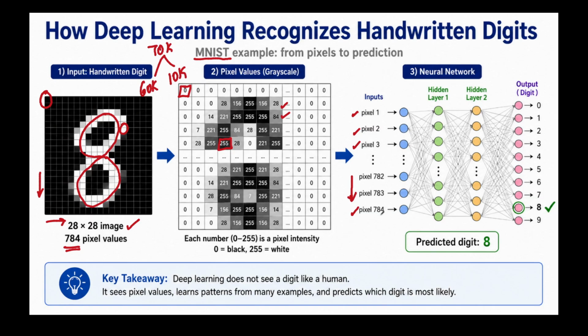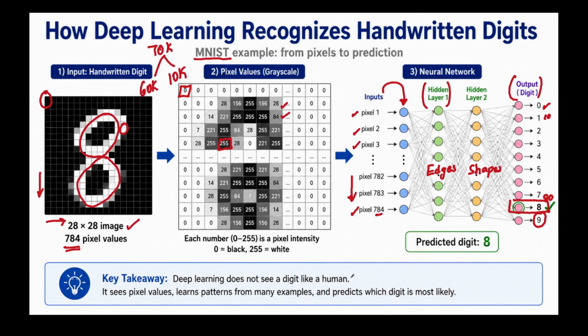Now look at the right side of the slide. These 784 pixel values are passed into the neural network as input. The network contains hidden layers. These hidden layers try to learn patterns from the pixels. In early layers, the network may learn simple patterns like small strokes or edges. In deeper layers, it may learn more meaningful digit shapes. Finally, the output layer has 10 possible outputs, from 0, 1, 2 up to 9. The network gives a score or probability for each digit. The digit with the largest score becomes the prediction. In this example, the output 8 is highlighted, so the predicted digit is 8.